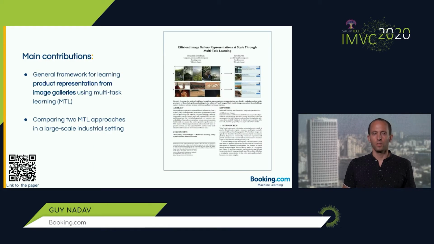In this work, we outline a general framework that shows we can learn useful product representation from its image gallery using multitask learning. This representation is eventually a fixed size vector, an embedding. We'll demonstrate how we can use this embedding for downstream applications. In addition, we'll show the comparison between two approaches for multitask learning.